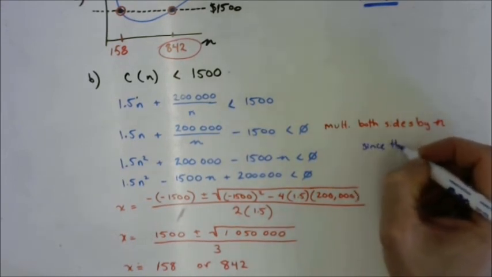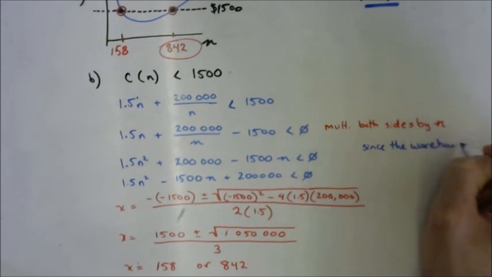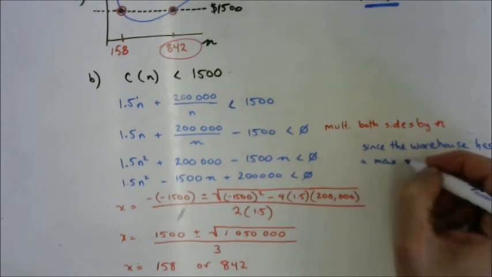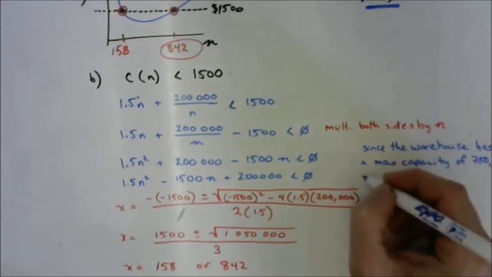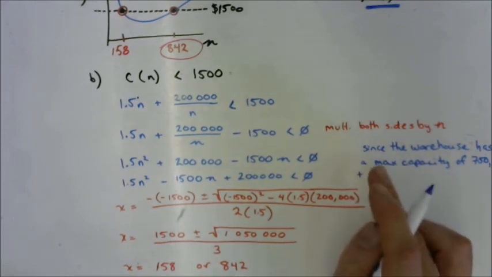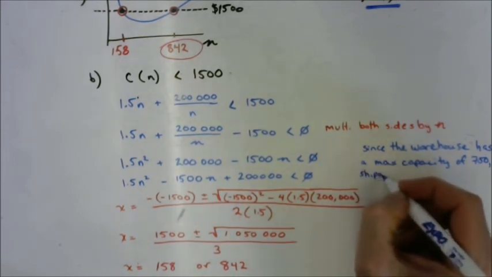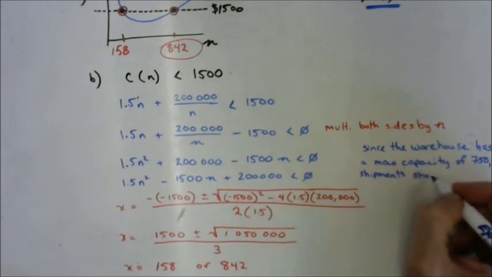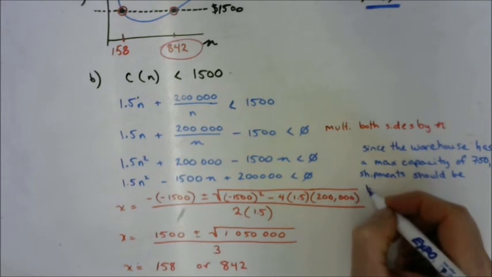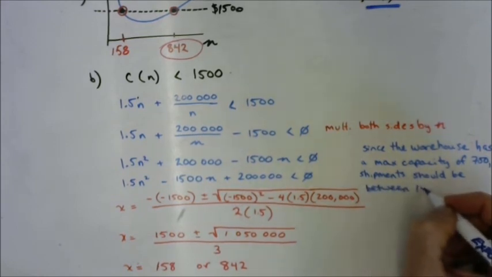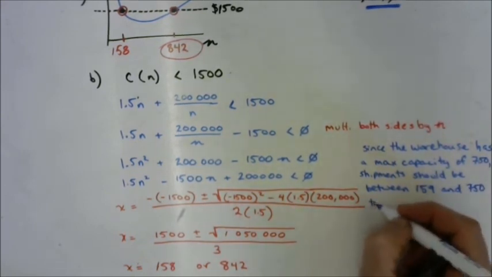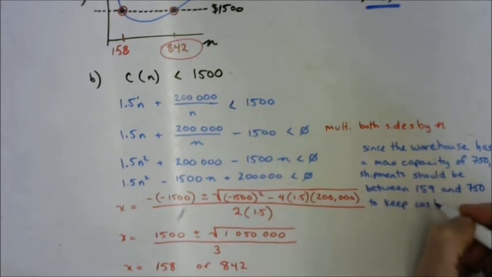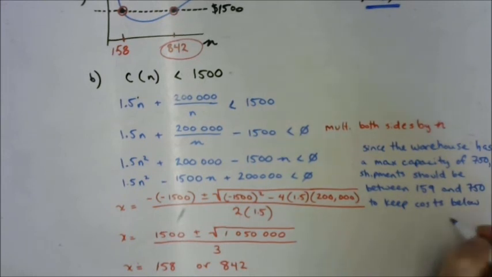Since the warehouse has a max capacity of 750, shipments should be between 159 and 750 to keep costs below 1500.